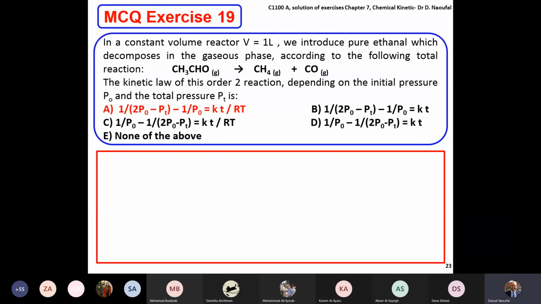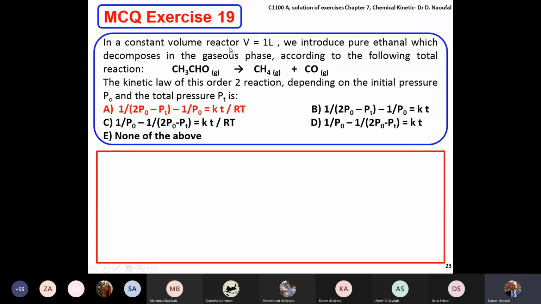I pass to exercise 19. Pay attention in this exercise. We will study the integrated rate law as a function of the pressure and not as a function of the concentration. Pay attention to the conditions given.